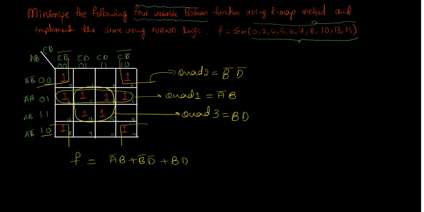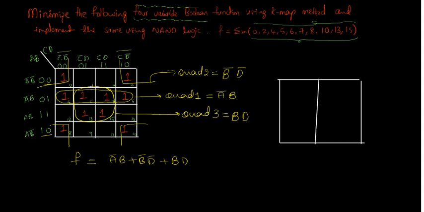So some students may start the same K-map minimization in another way. Let me show it. Let us draw the 4 variable K-map: four columns and 4 rows.